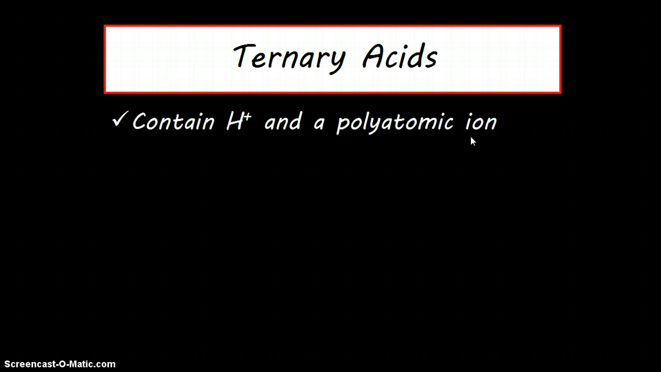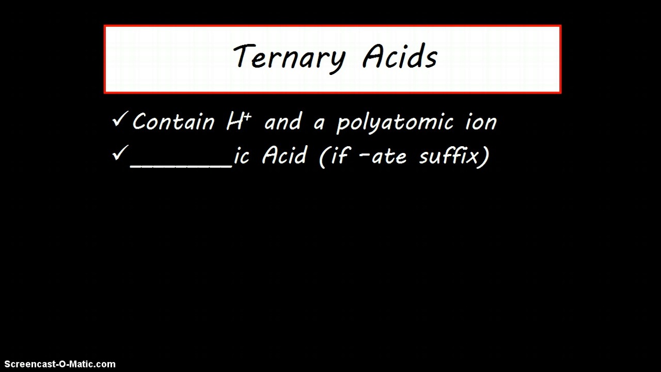Now, because you have so many similar sounding names here, here's what they've decided to do. If the ending of the polyatomic anion ended in the ATE suffix, then we're going to change the ATE to IC. So what would happen is that if we had nitrate, it would become nitric acid. Notice I've dropped the prefix of hydro off because this is not a binary acid. Okay, if I had chlorate, it would be chloric acid.